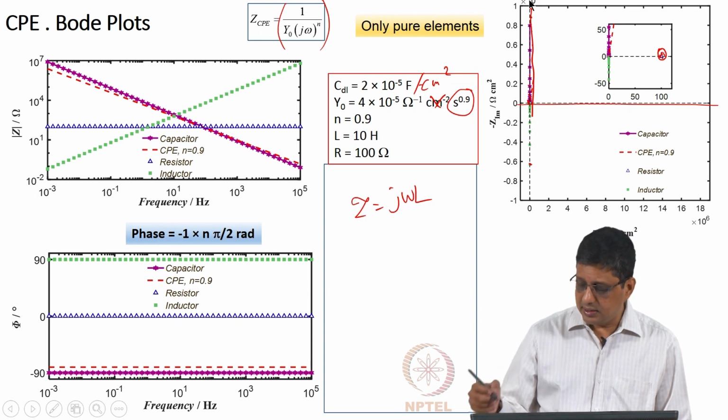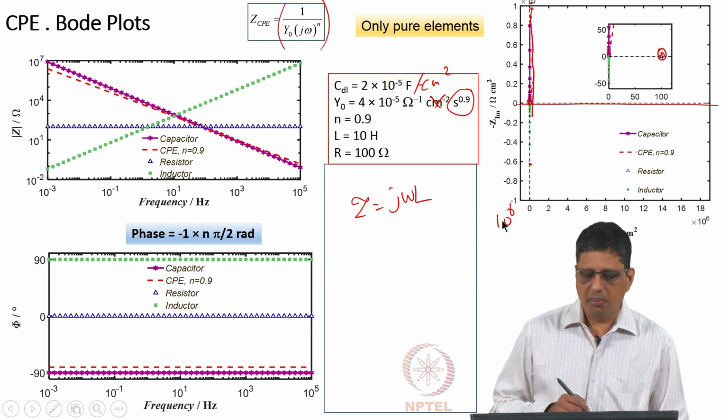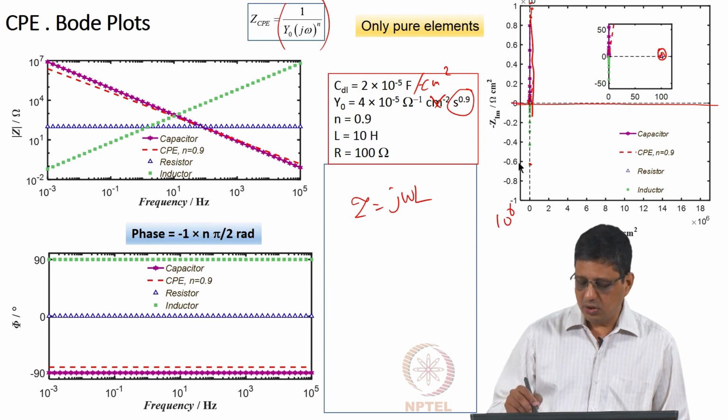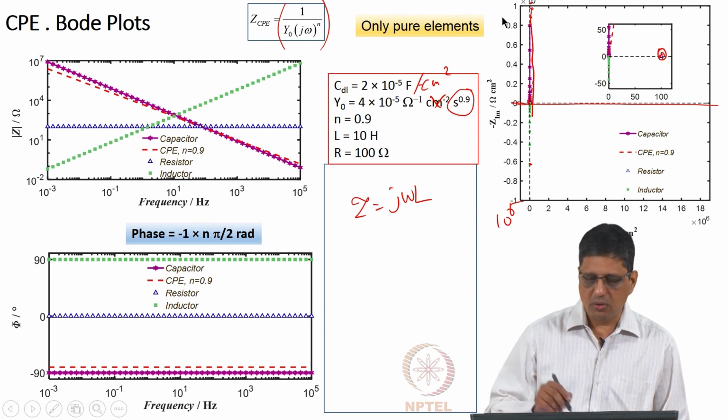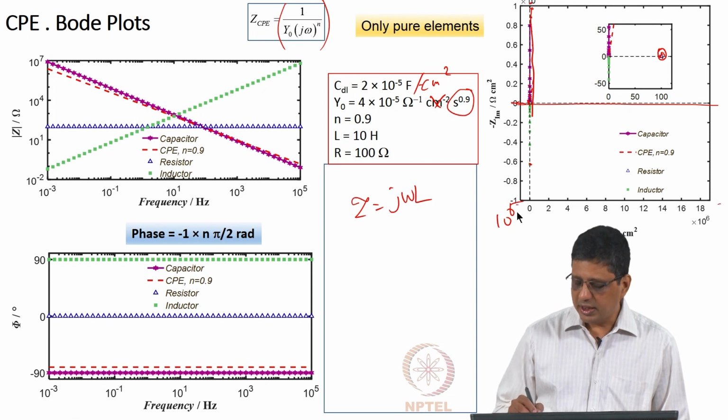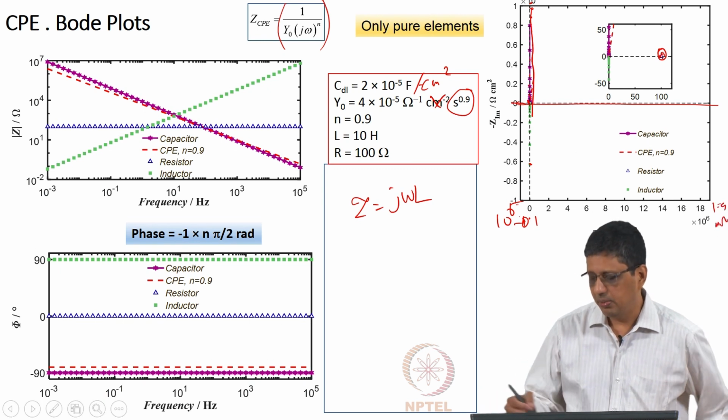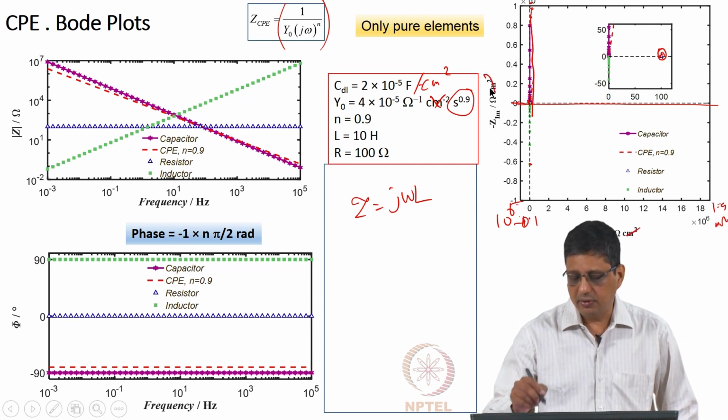And this is given in terms of 10 power 6. 1 mega ohm, 0 to minus 1, 0 to plus 1 mega ohm, or actually it is going from I think minus 0.1 to 1.9 mega ohms. Mega ohms or mega ohm centimeter square, we will sort it out.